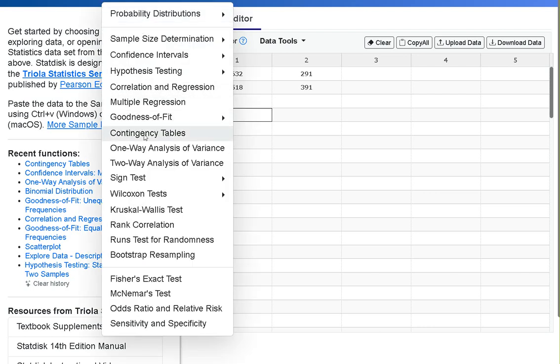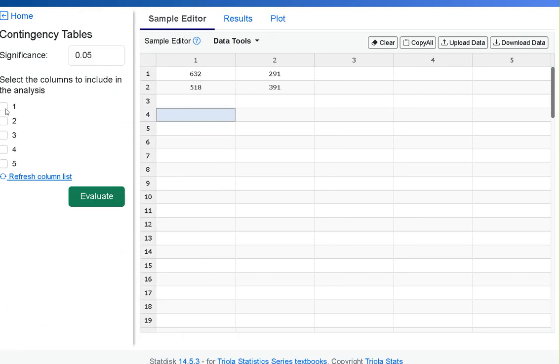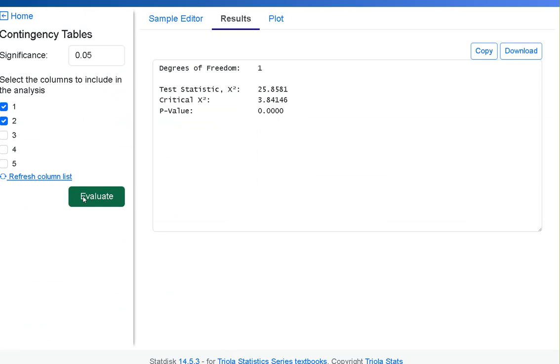Analysis, contingency tables, 1 and 2, 5%, so I think we're looking good. Clara, what am I looking for from this table, or from this output? The p-value. And what's the p-value? 0. Good. The p-value is essentially 0.